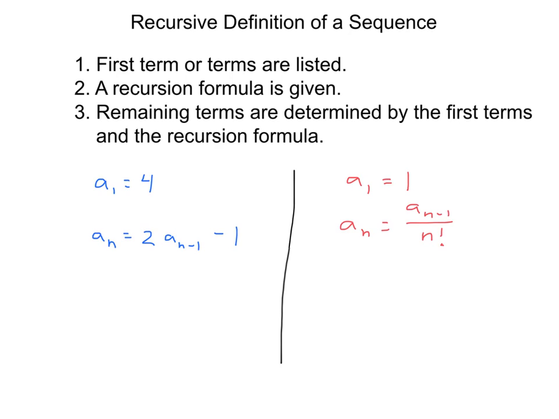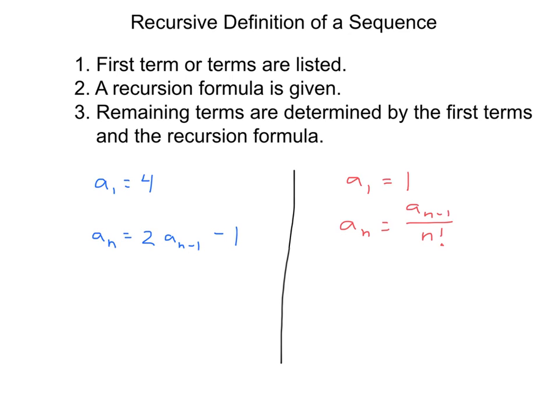Then what you're going to do is build the terms of that sequence off of each previous term. So let's take a look at a couple examples. In the first one that we see in blue, I'm told a sub 1 is 4, and a sub n is 2 times a sub n minus 1 here. So this is like saying that my next term is 2 times the previous term.